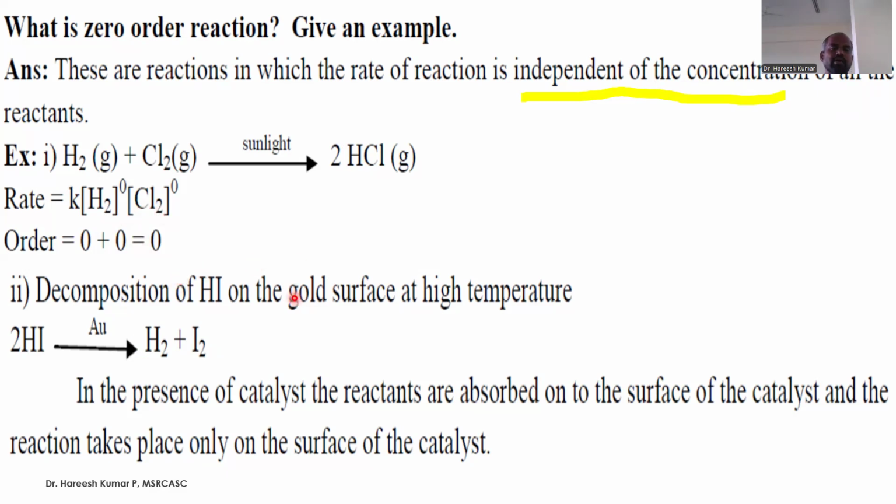Decomposition of HI on a gold surface at high temperature. HI undergoes decomposition in the presence of gold, giving rise to hydrogen and iodine. In the presence of a catalyst, the reactants are adsorbed onto the surface of the catalyst, and the reaction takes place only on the surface of the catalyst. That is the reason in these two examples of reaction, the rate does not depend on the reactants. Let's go to the next slide.